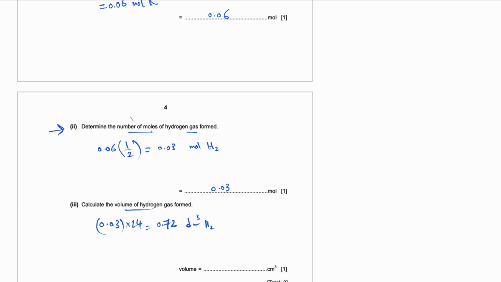But once again, look at the units. He's not asking for cubic decimeters. He's asking for cubic centimeters. So you have to convert it into cubic centimeters. You have to multiply by 1,000. And if you multiply by 1,000, the answer is going to be 720 cubic centimeters of the hydrogen gas. So the answer is 720 cubic centimeters.